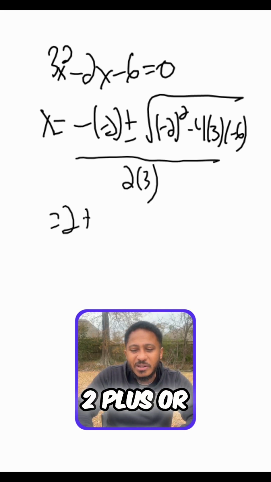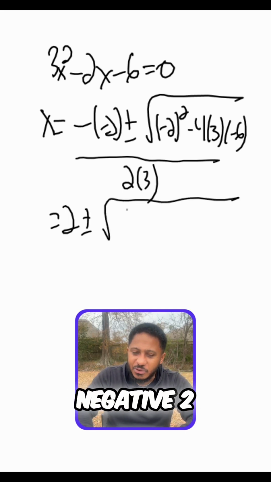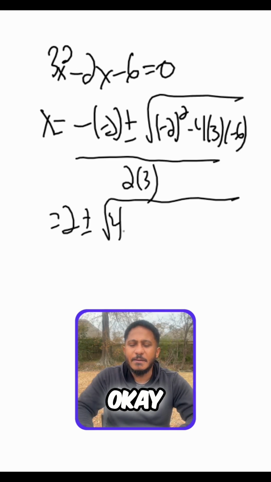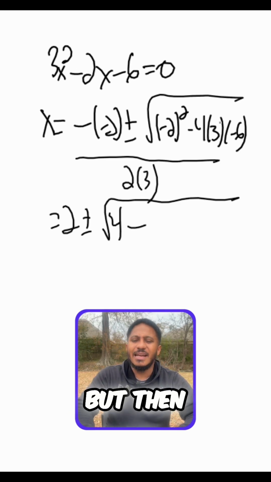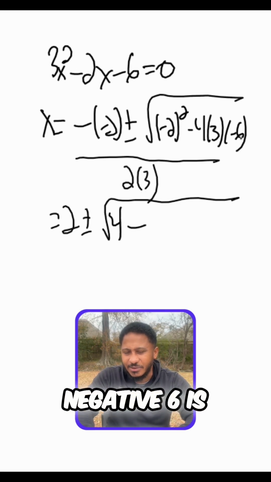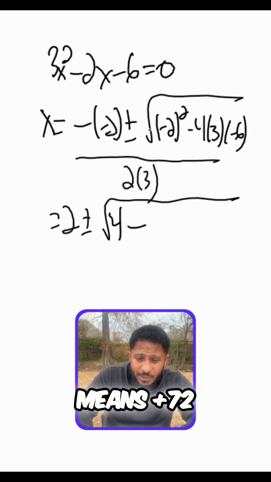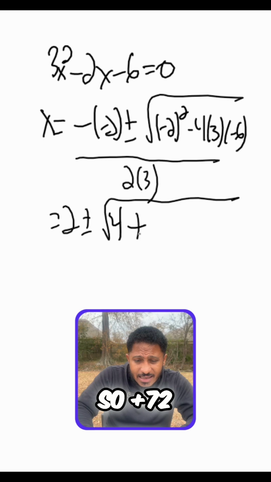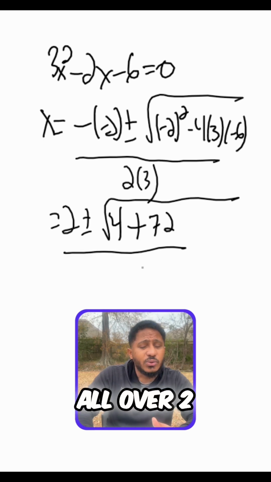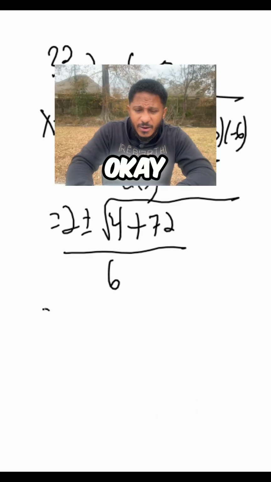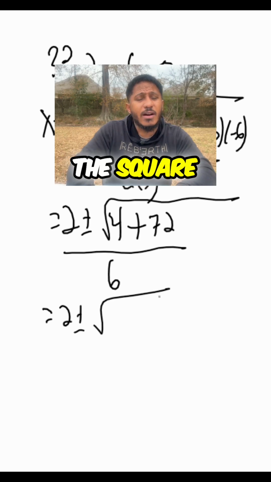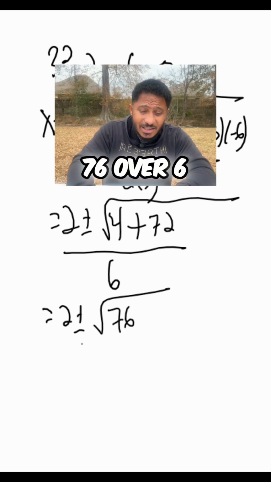So that gives us 2 plus or minus the square root of -2 squared, which is 4. Then we get minus, but 4 times 3 times -6 is -72. So minus -72 means plus 72, all over 2 times 3, which is 6. So that gives us 2 plus or minus the square root of 76 over 6.